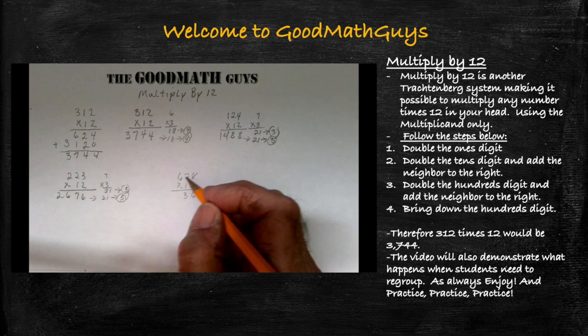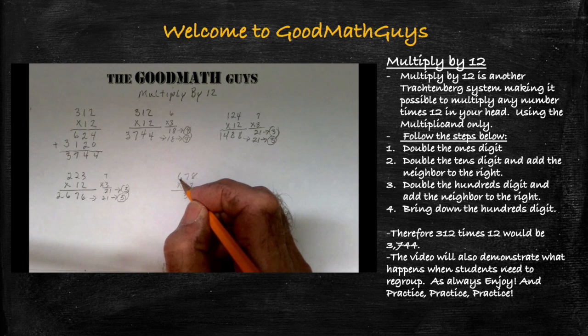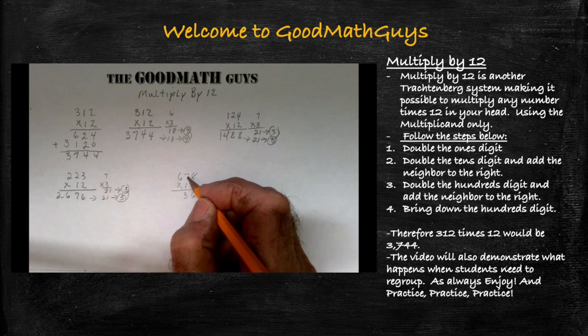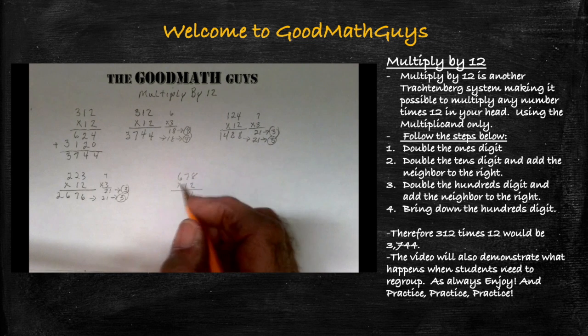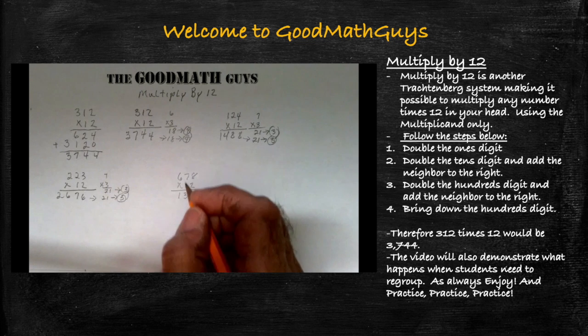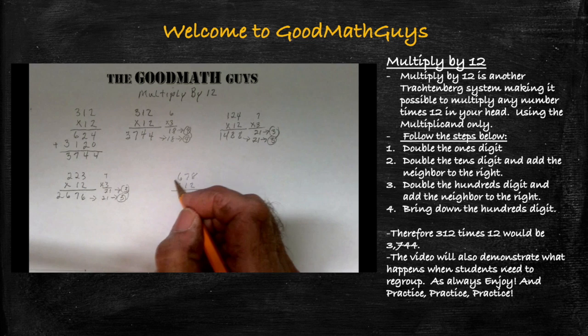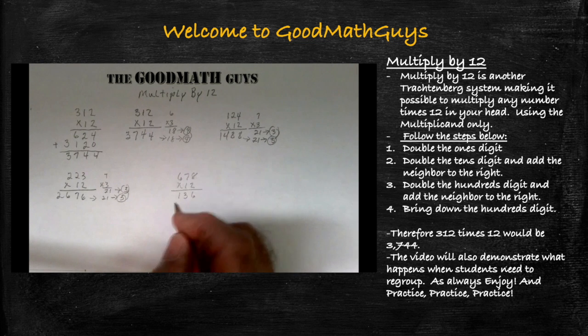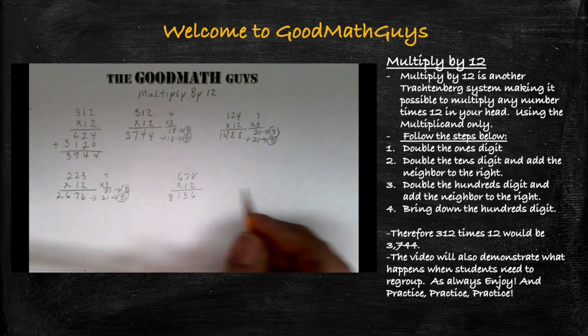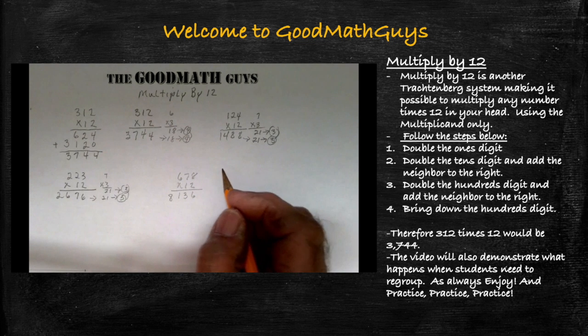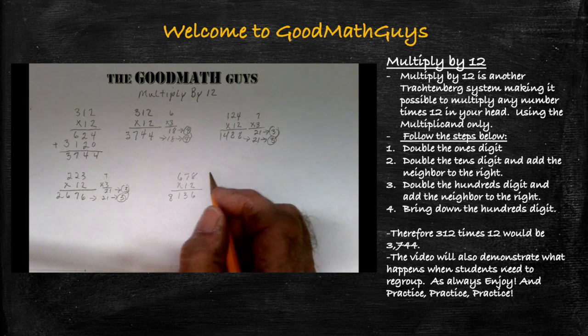Next step, double 6, 12. Add the neighbor to the right, 7. 12 and 7 gives us 19, plus the 2 that are in my head gives me 21. Record the 1, hold the 2 in our head. Now instead of bringing down the 6, we're going to bring down the 6 plus the 2, which is 8. So we think that 678 times 12 is 8,136.